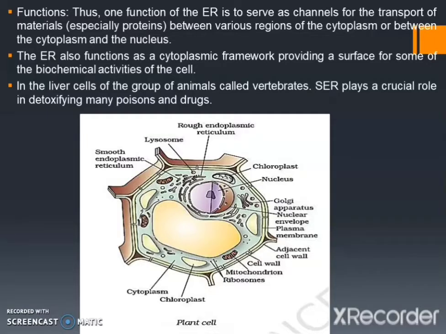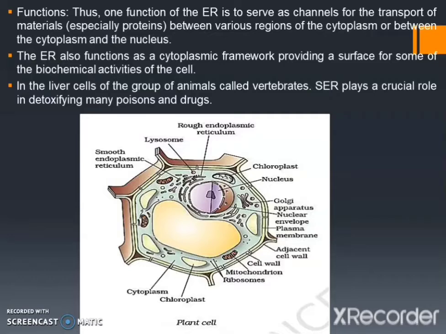And the endoplasmic reticulum also functions as a cytoplasmic framework, providing a surface for some of the biochemical activities of the cell. Other than producing and transporting proteins, they also act as a cytoplasmic framework, providing a surface for some of the biochemical activities of the cell. They act as a place in the cytoplasm for some biochemical reactions to take place, right?